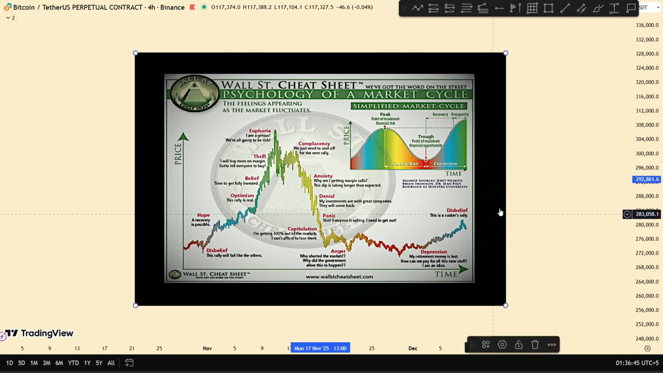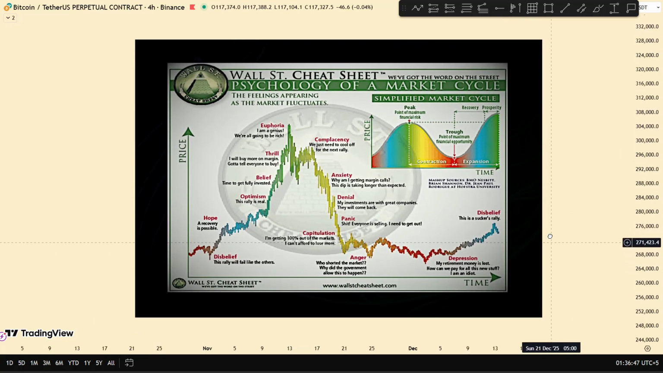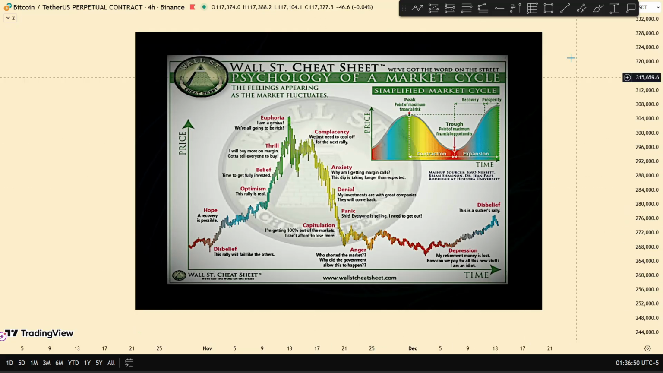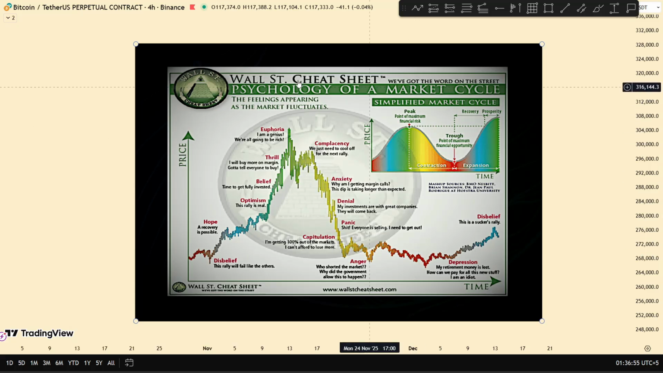I don't know if you guys are familiar with this particular graph, chart, infographic, whatever you want to call it. We call this the Wall Street cheat sheet, the psychology of a market cycle. The market cycle is a very important term for us. You can just go and search Google for Wall Street cheat sheet and you can find this. I will also upload this in the Discord within the link of this lecture.